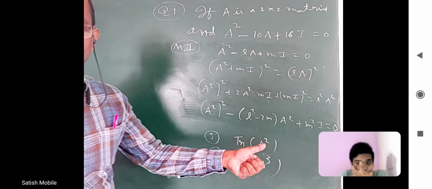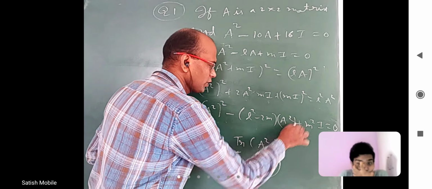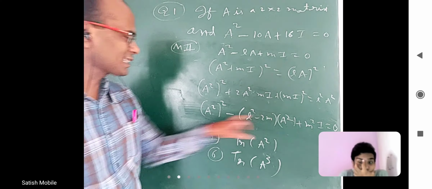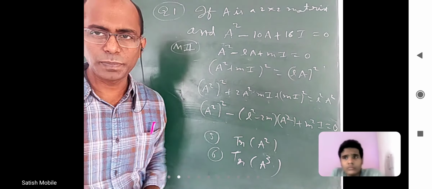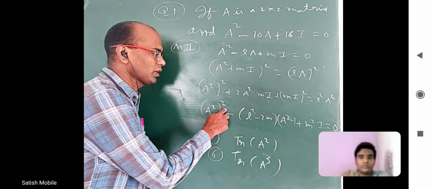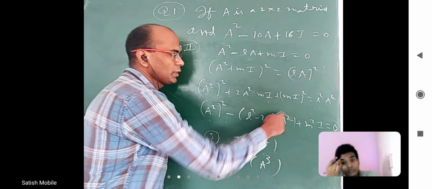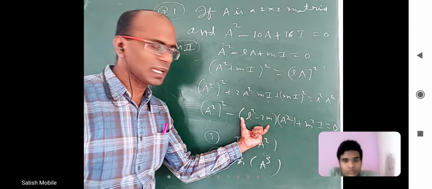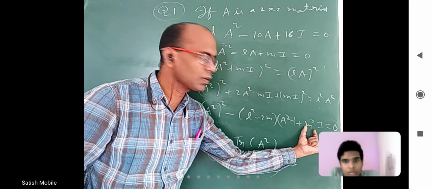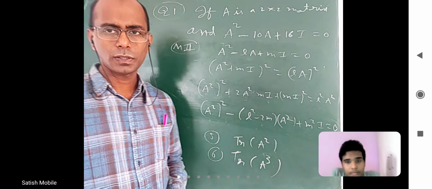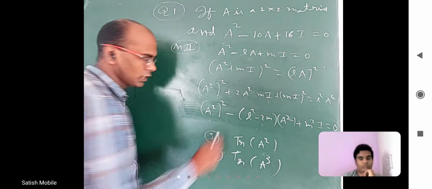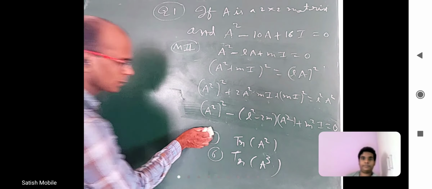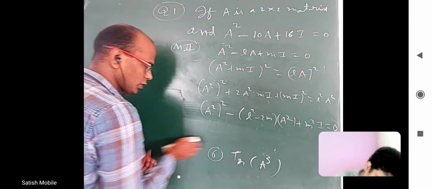Does it look like a polynomial equation which A square is satisfying? Let me call A square as B. Can I say B square minus (L square minus 2M) into B plus M square into the identity matrix equals 0? Can I say this is the trace of that B and this is the determinant of that B? Yes. So what I got in this method is a formula.